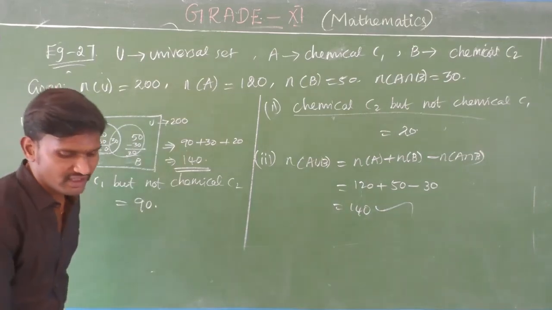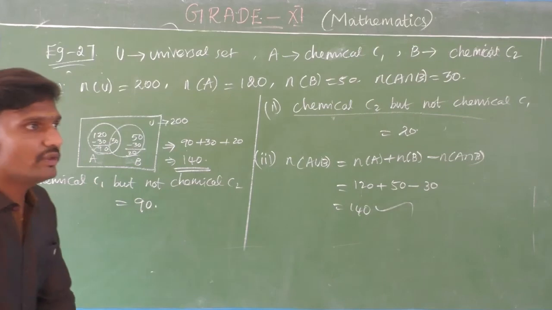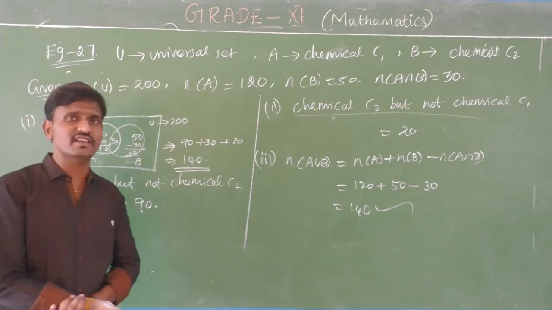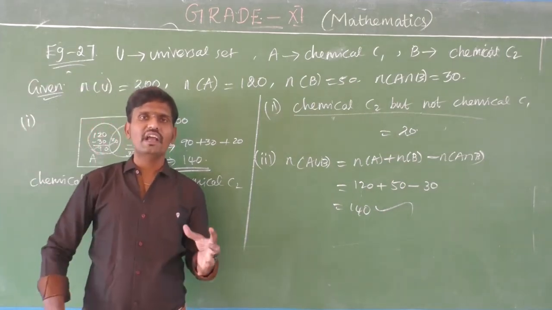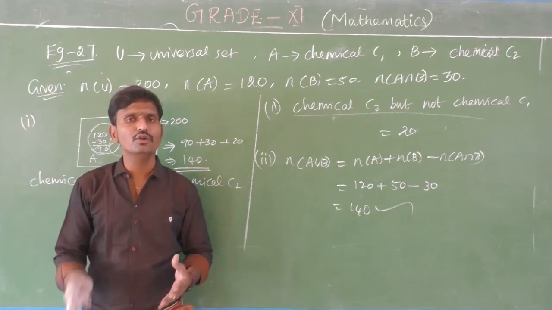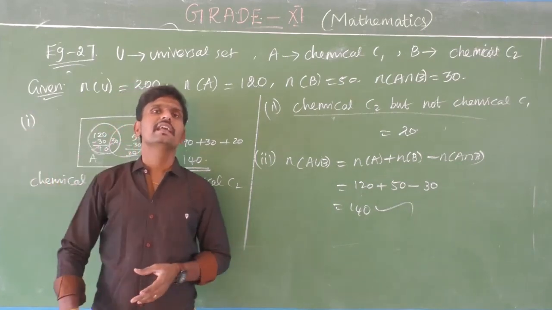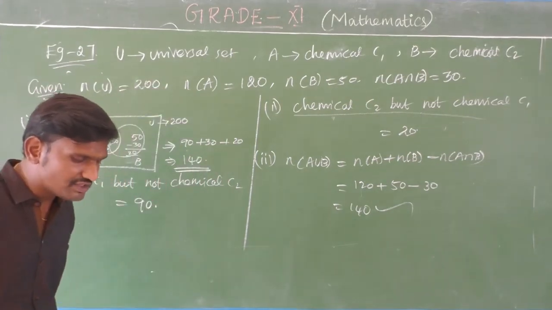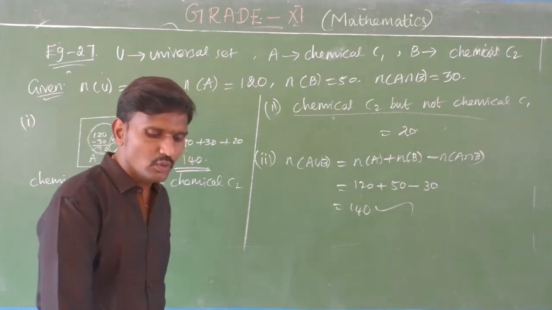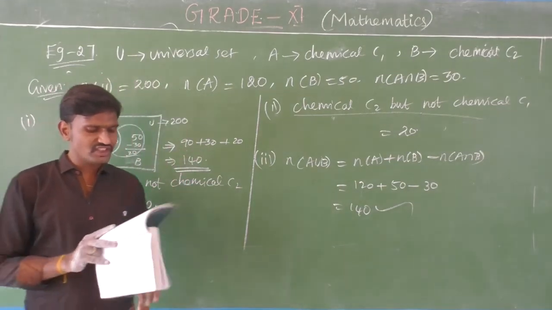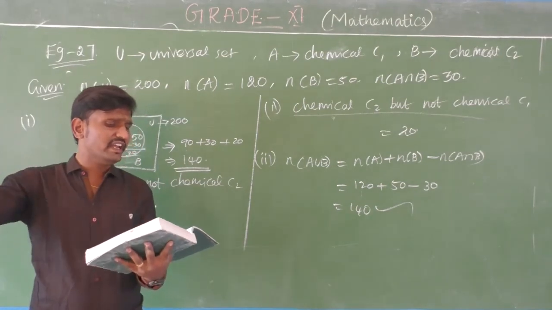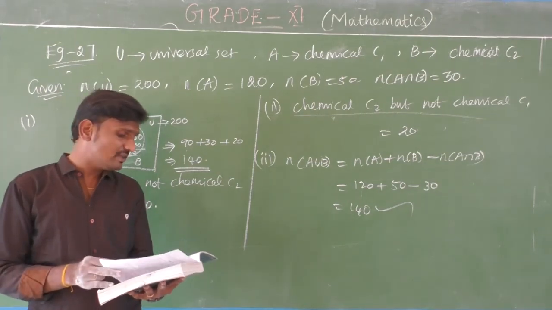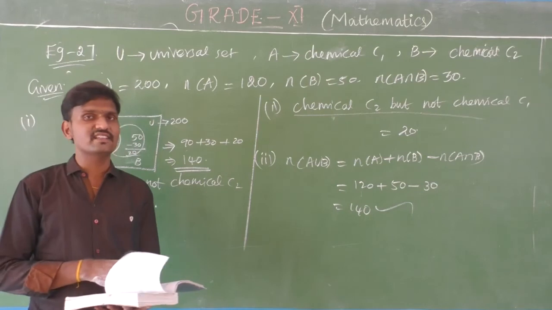Fine, and next we move to the exercise sum. In the exercise, only 8 questions are there, and in those 8 questions we have the same pattern: n of A union B equals n of A plus n of B minus n of A intersection B. For that formula we have to use all the 8 questions. The first question, orally I am telling you: n of X, n of Y, n of X union Y are given. Find n of X intersection Y. This is the same as the base question of example 23.